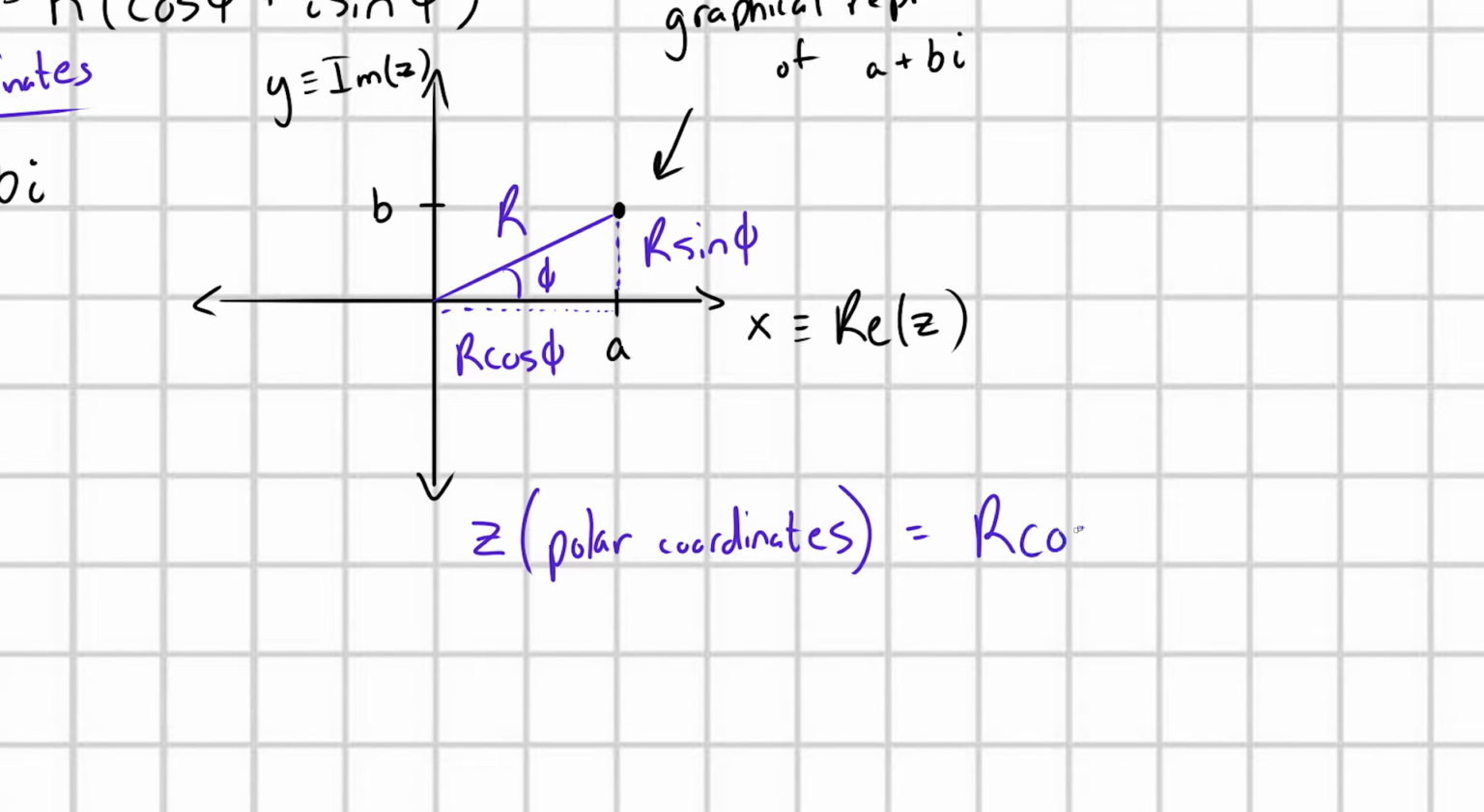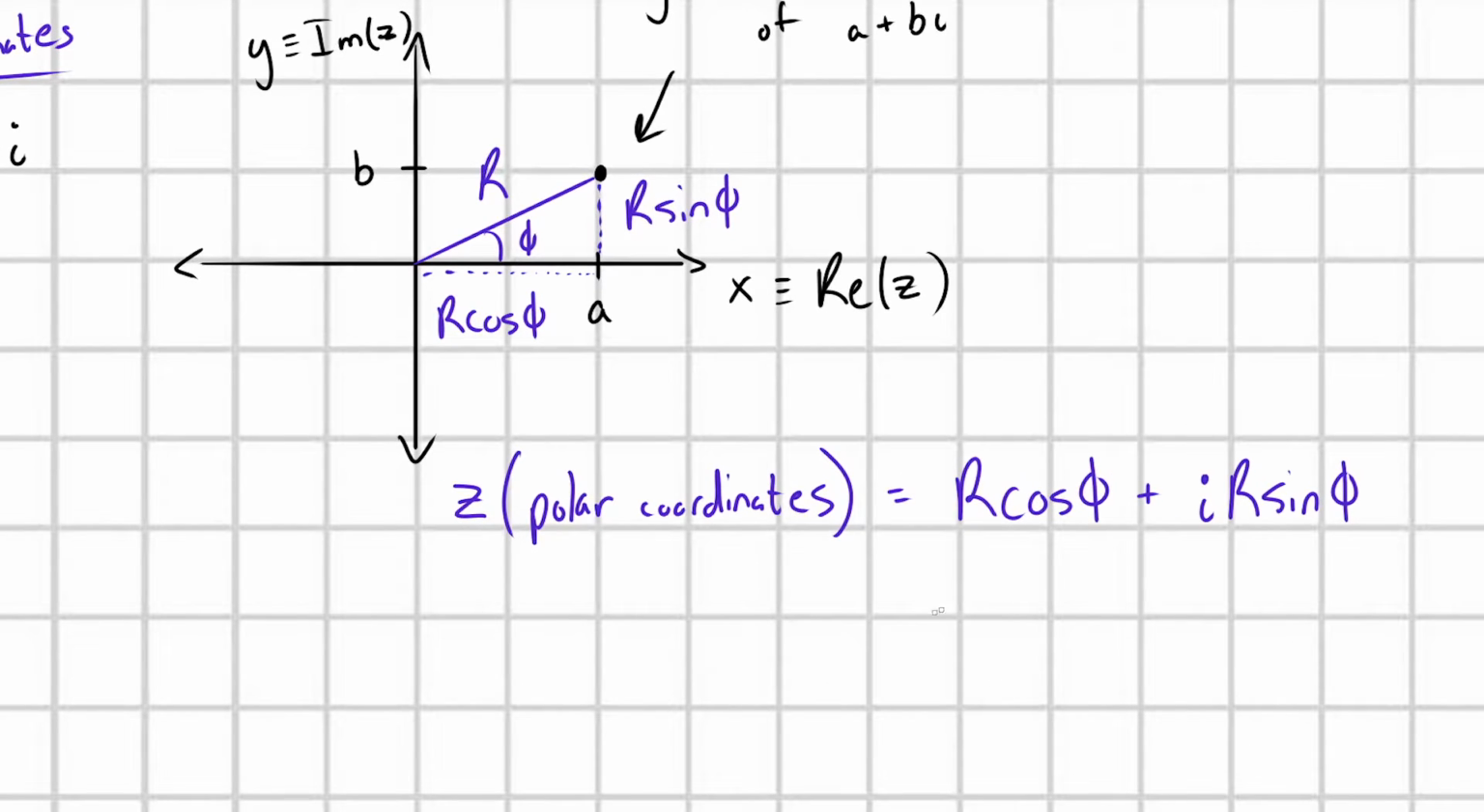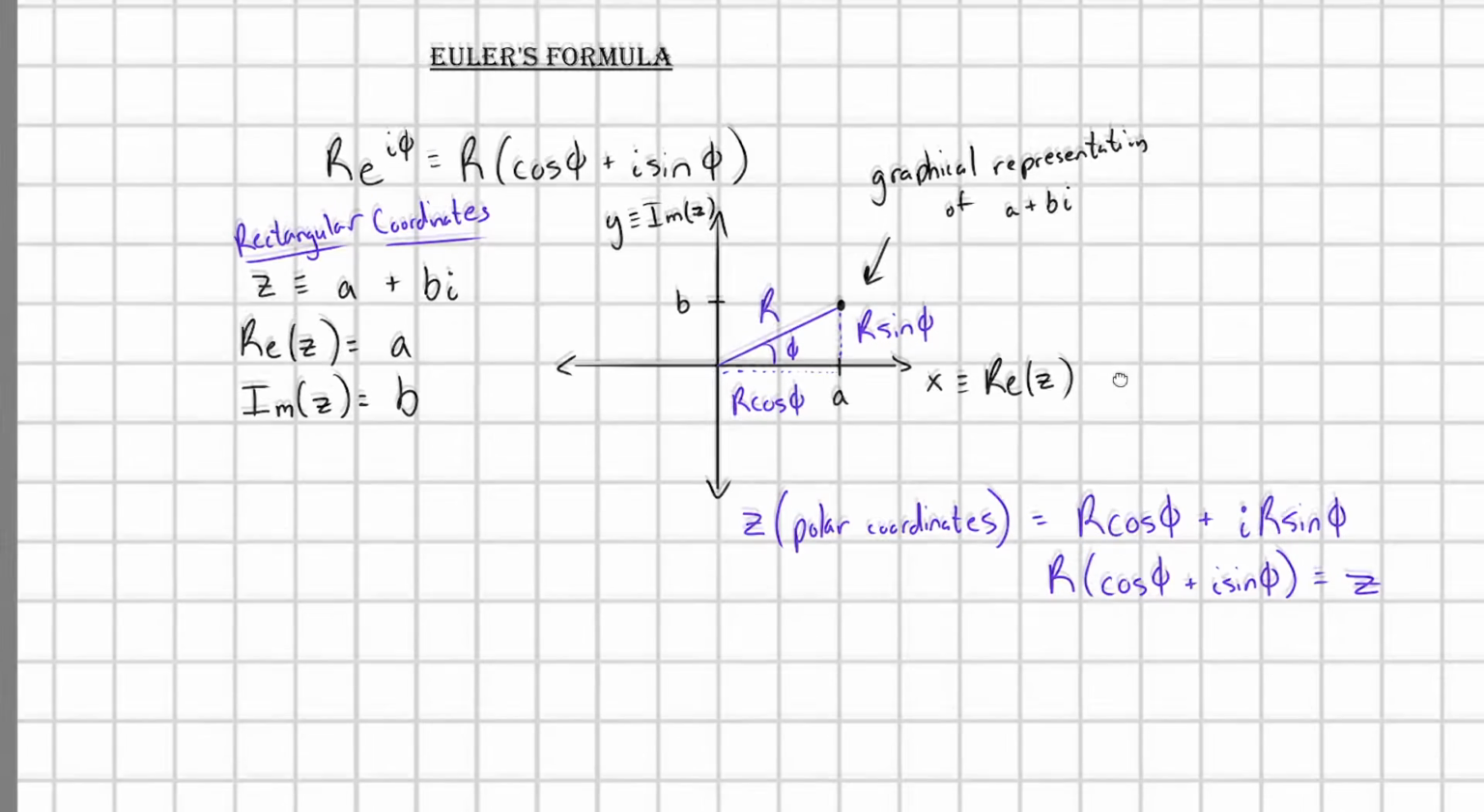So z with my polar coordinates is equal to r cosine phi plus, don't forget to multiply this vertical component by i, i times r sine phi. Very good. And so from here I can take out the r and write out r times cosine phi plus i sine phi, and this is equal to my complex number z. Okay, so we have the right side of this equation.